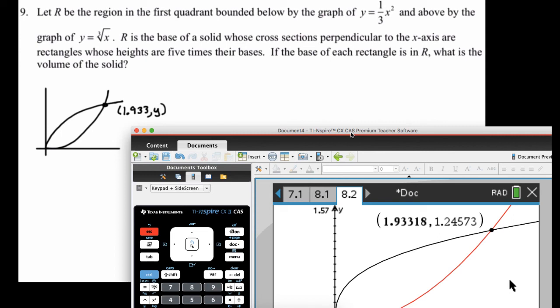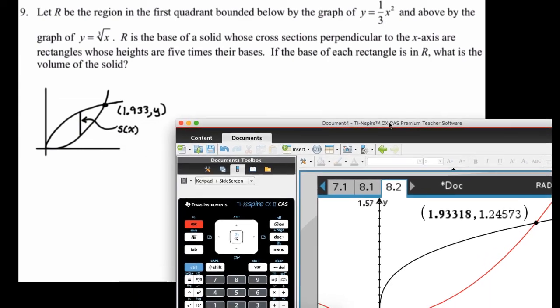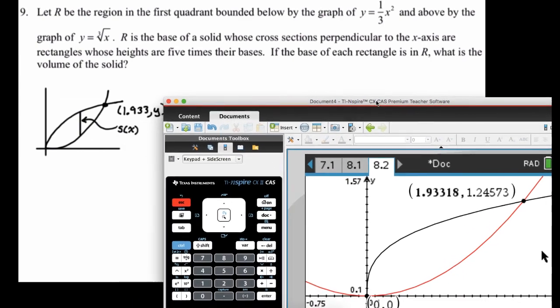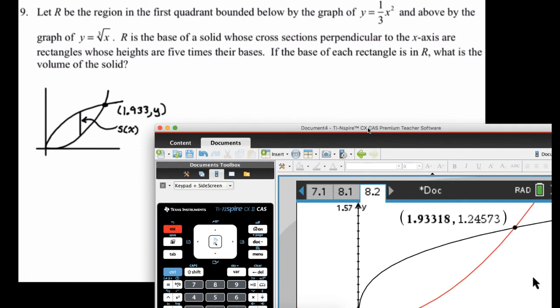I don't really need that y value, so I'm not going to write it. I know that I'm perpendicular to the x-axis, so here I'm going to call this s of x. I tend to just call that s of x no matter what's happening, like for the segment we're using. And we are told that s of x is top, take away bottom, right? So x to the 1/3 minus 1/3 x squared.